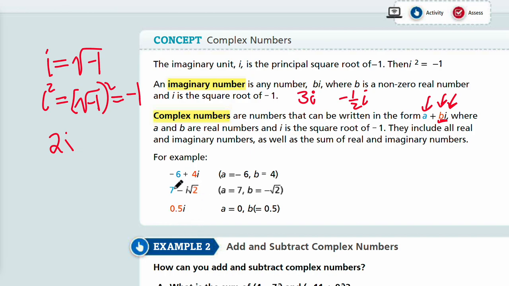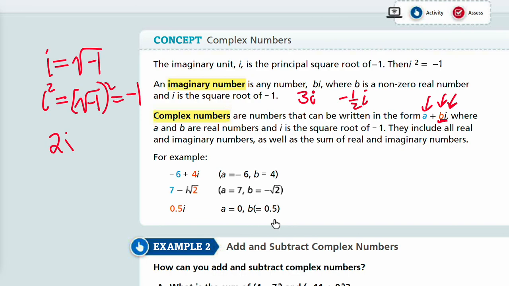Okay, and sums or differences of any real numbers and imaginary numbers would be complex numbers as well.